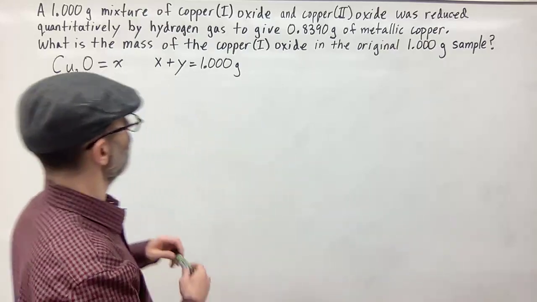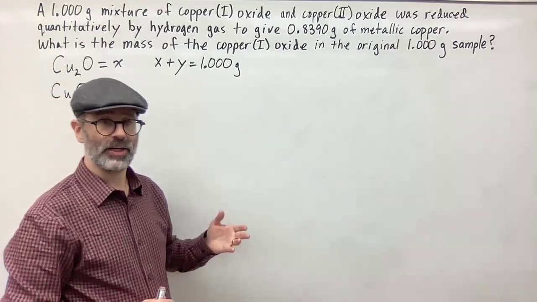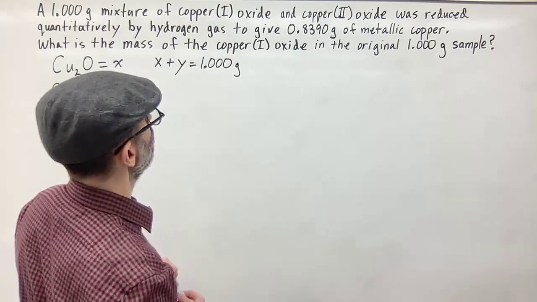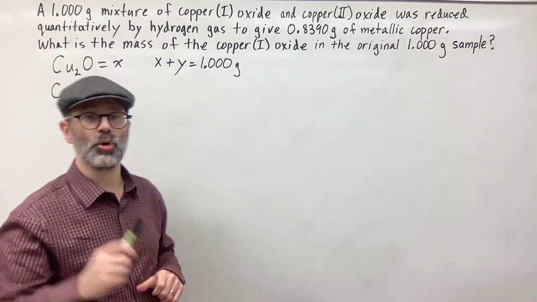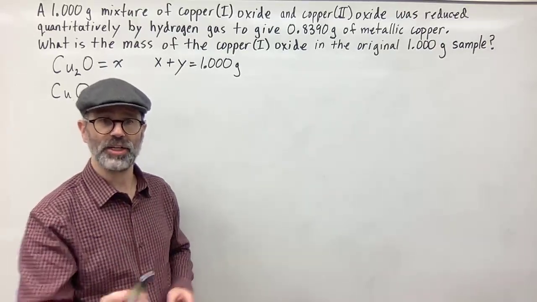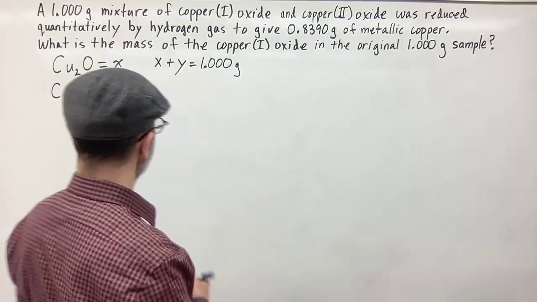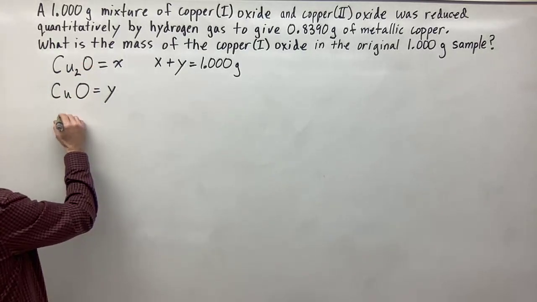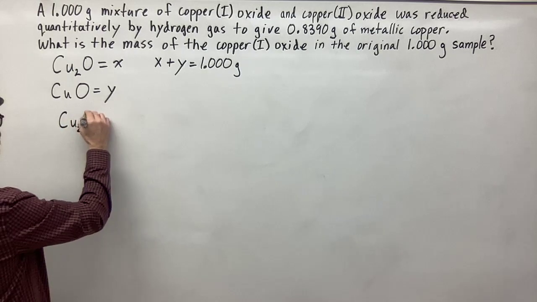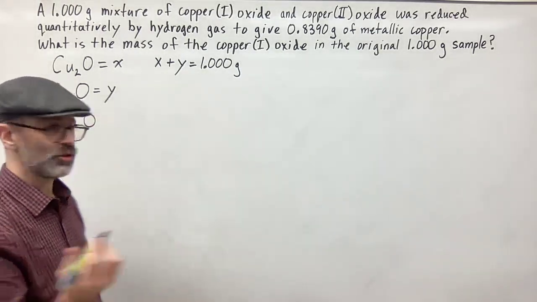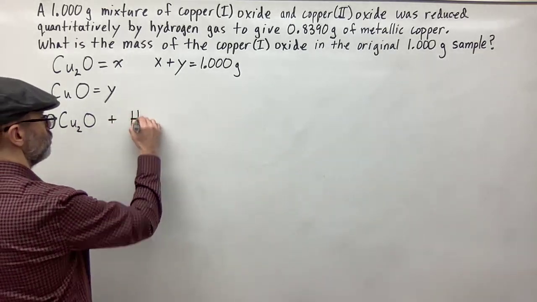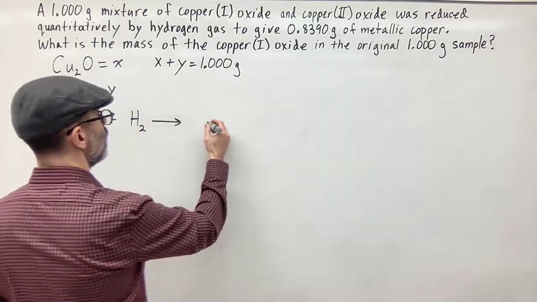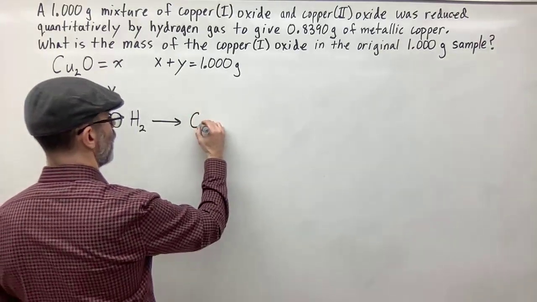Well, we need the balanced equations from our reactions, and then we can do stoichiometry. So let me show you what I'm talking about. We're told that both copper 1 oxide and copper 2 oxide were reduced quantitatively by hydrogen to produce what? Metallic copper. So let's write that out. We'll take this copper 1 oxide, Cu2O, which was reduced by hydrogen, H2 gas. So we'll put H2, and that's going to produce copper metal, but what's the other product?